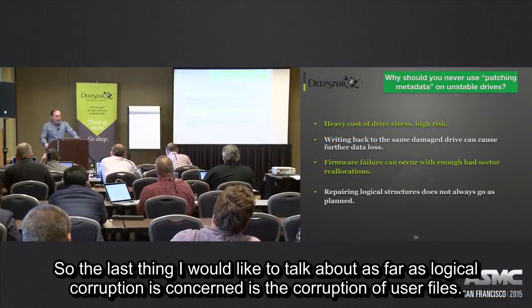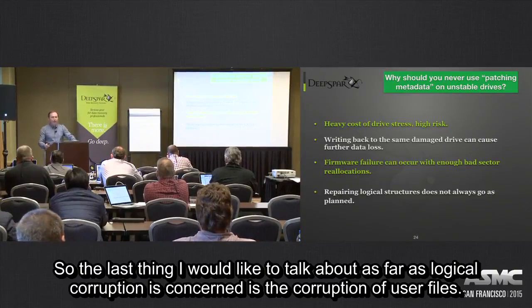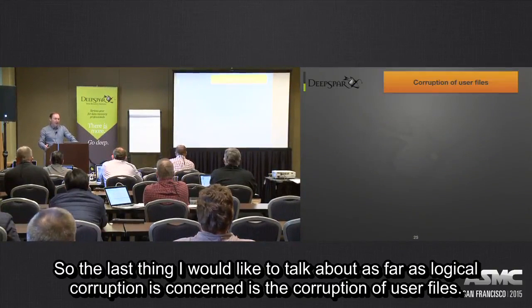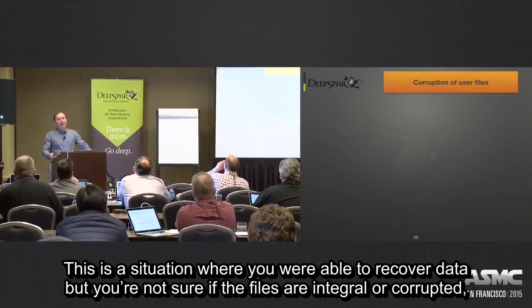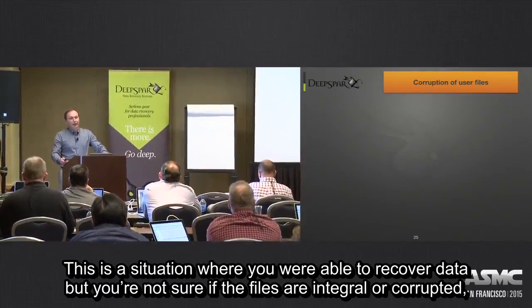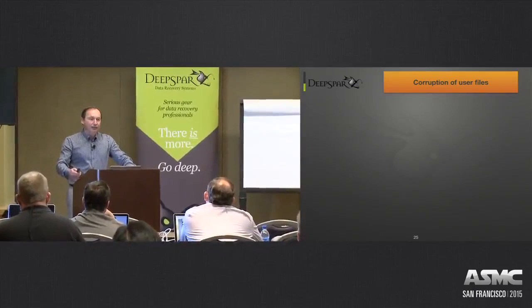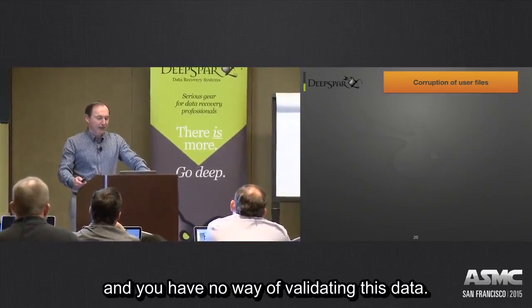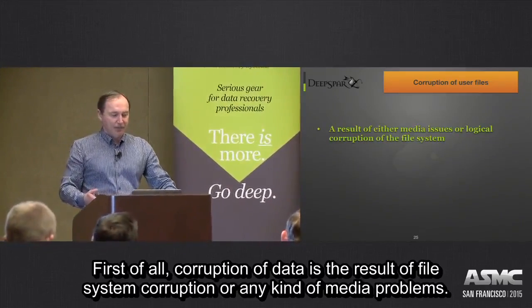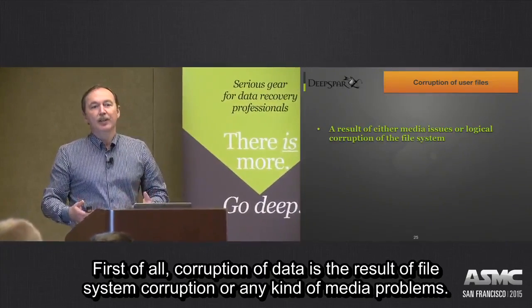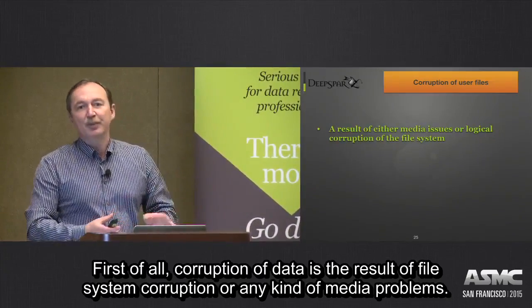So the last thing I would like to talk about as far as logical corruption is concerned is corruption of user files, right? That is a situation when you were able to recover some data, but you're not sure whether these files are integral or corrupted, or you don't have any way of validating this data. Well, first of all, corruption of files is obviously a result of either file system corruption or any kind of media problems, right?